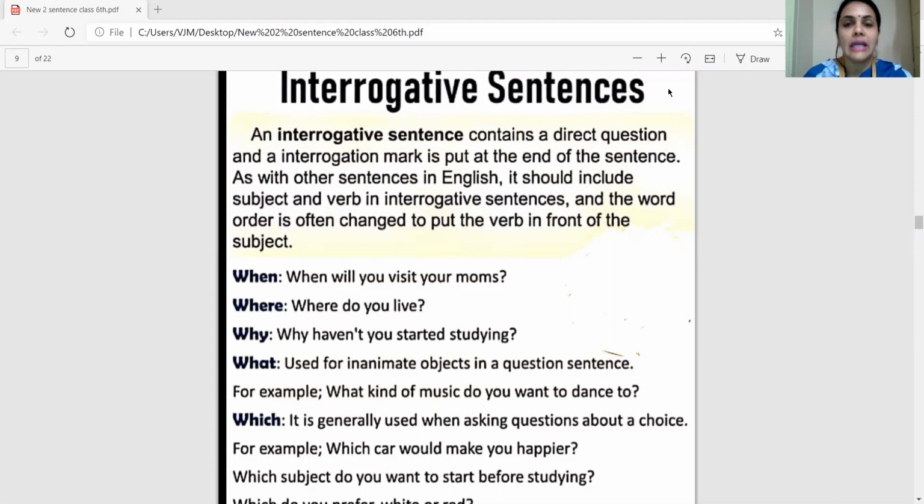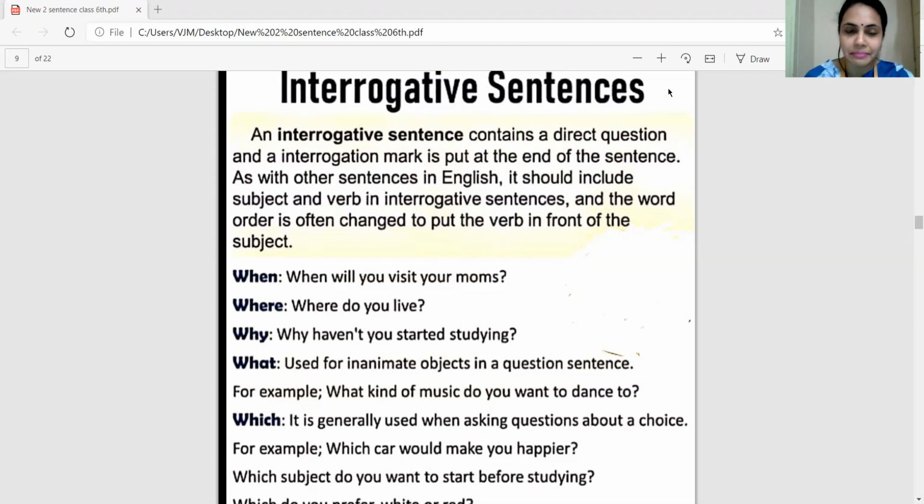As you remember, in the last video we studied what a sentence actually is, then its parts and one of its kinds, that is the declarative sentence. In this video we will discuss what an interrogative sentence is, how it is formed, and what are the essential things which we should remember when we are framing an interrogative sentence.